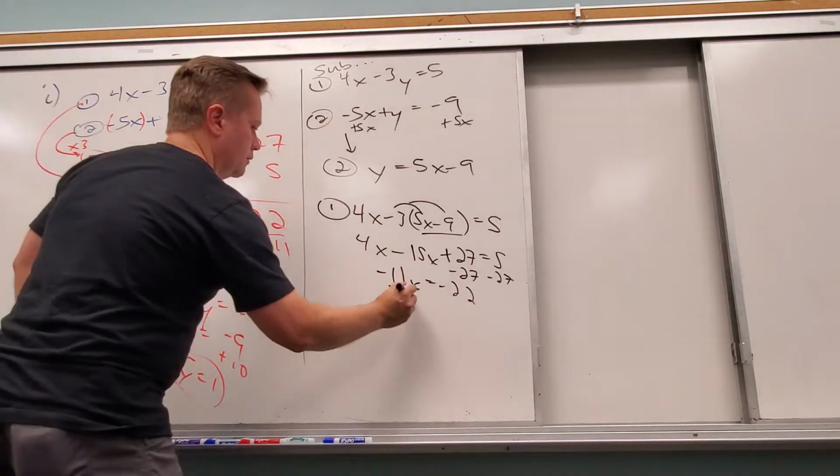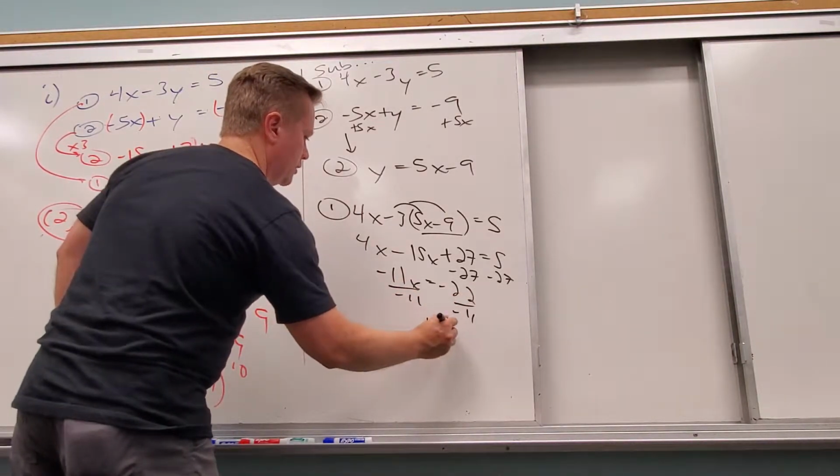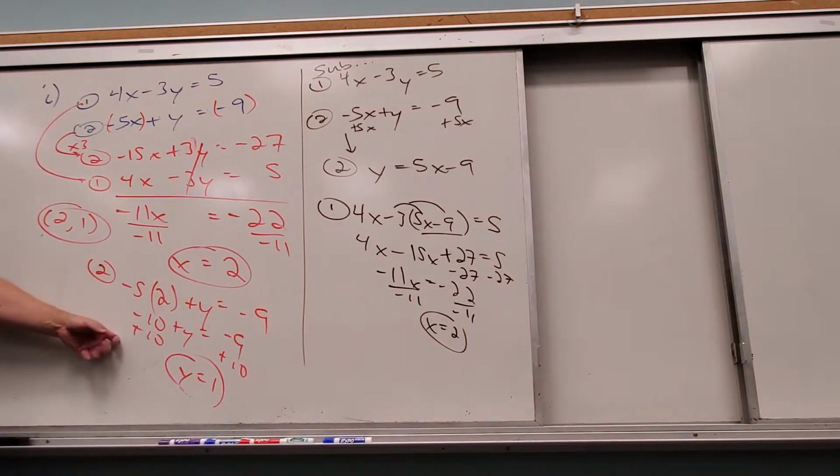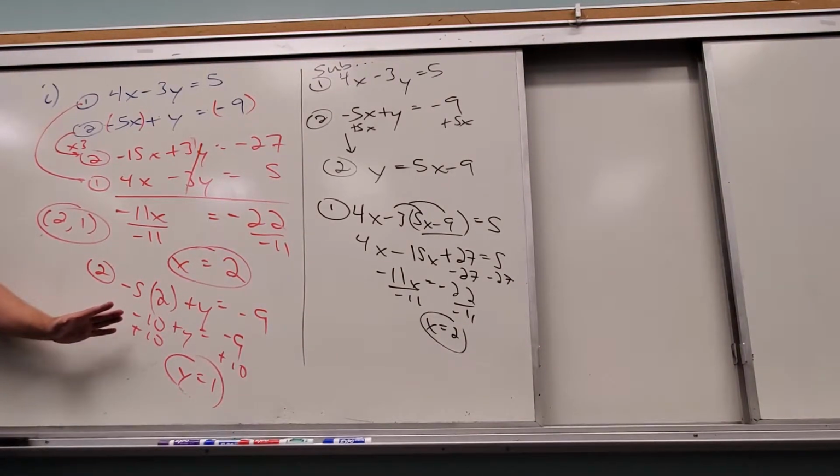And then we know we're going to be good, because when we plug 2 back in, we're going to get 1 for y, just like we did before. Is everybody with me? What if you plugged 5x minus 9 back into the second equation?